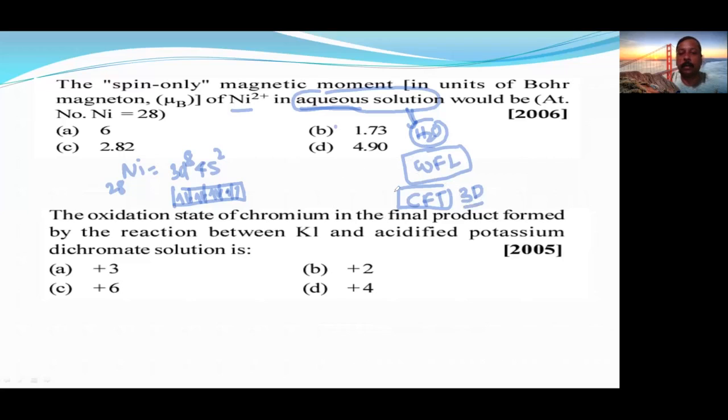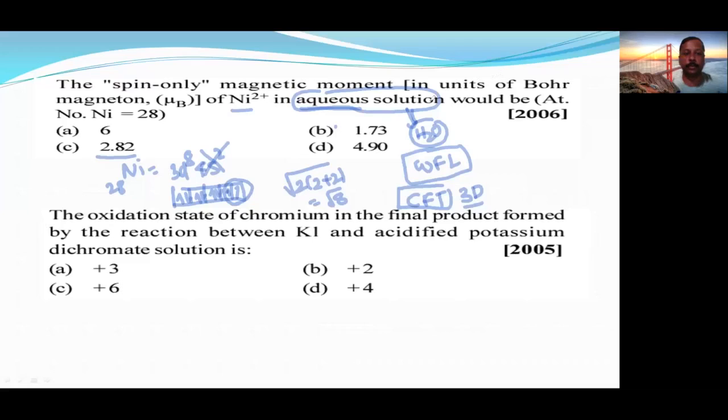Once pairing does not take place, see, it is nickel plus 2. So 4s2, 3d8. 2 electrons will be removed and still 2 unpaired electrons are there. So square root of 2 into 2 plus 2, so then it will be square root of 8. See, it is nearby square root of 9. Square root of 9 will be 3, and the answer will be 2.82.